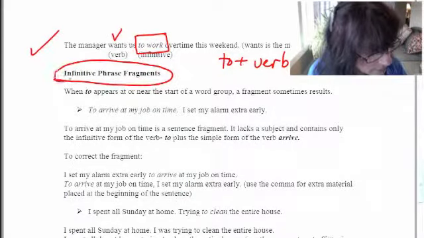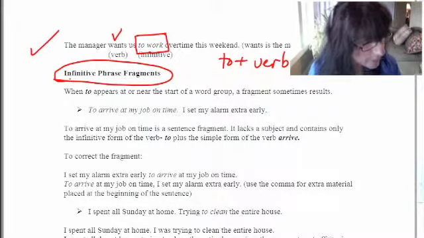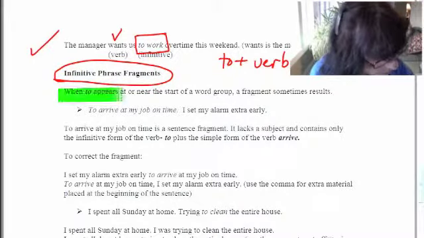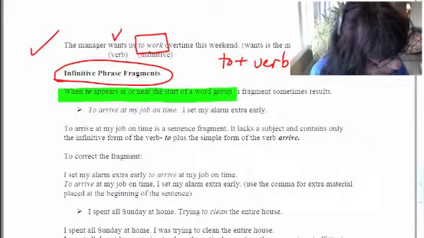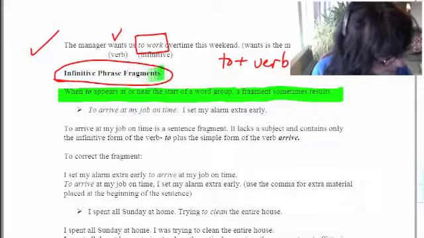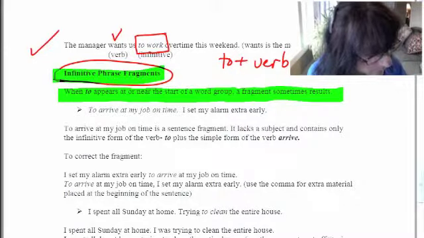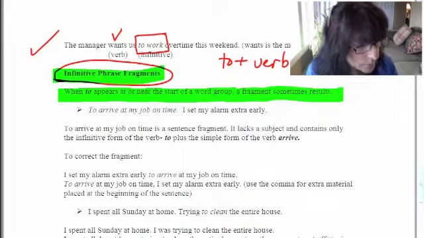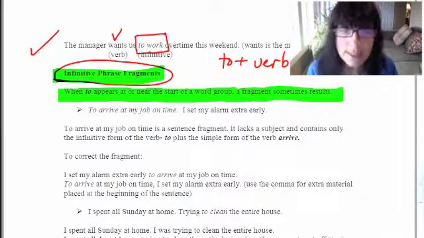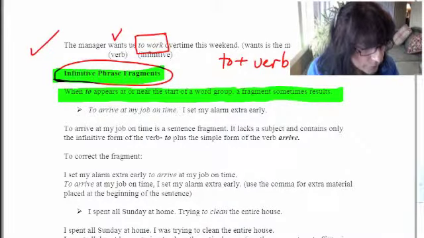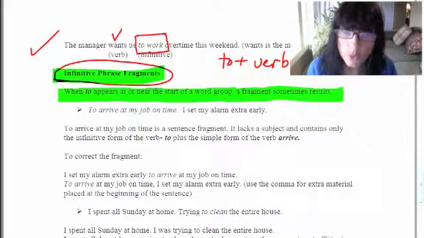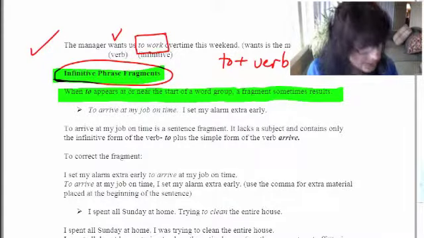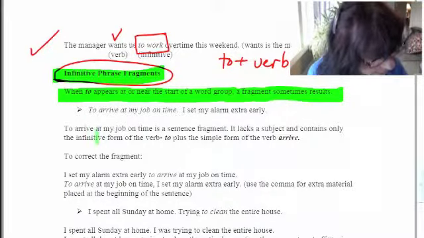Now you can also have infinitive phrase fragments. Let's look at what those are. When the word to appears at or near the start of a word group, a fragment sometimes results. Now I have a video on sentence fragments, a major grammatical error. If you look at my website, you will see a video on sentence fragments. Often when you begin a sentence with to, you have to be careful that you do not turn that sentence into a fragment. And take a look at this example.